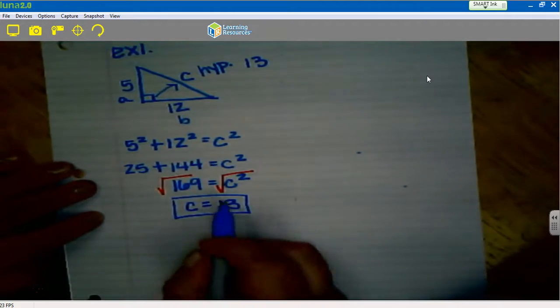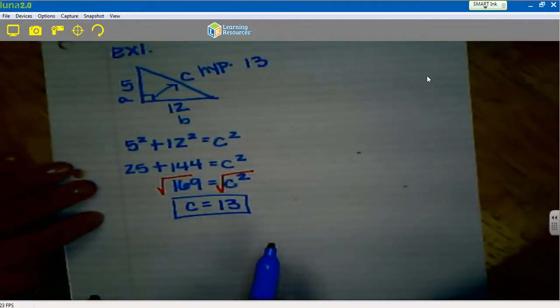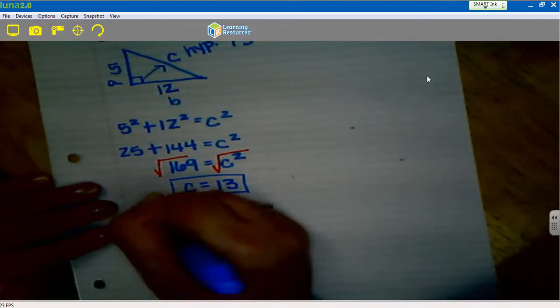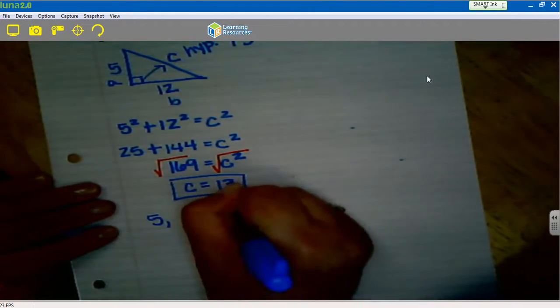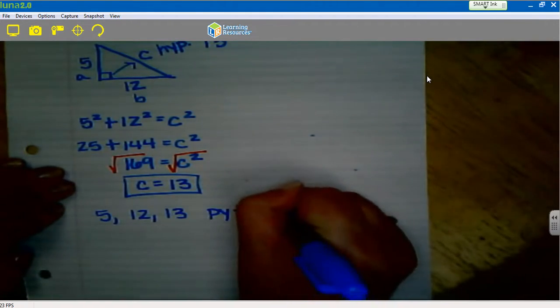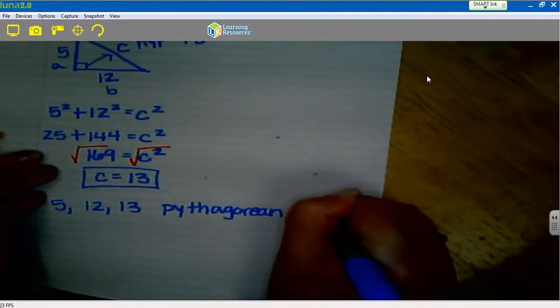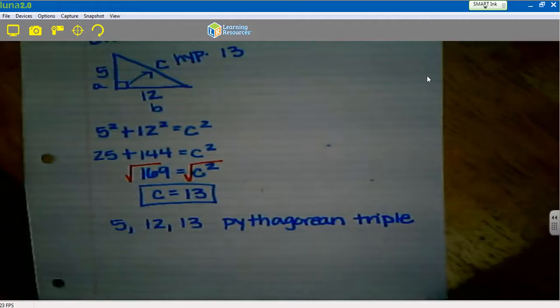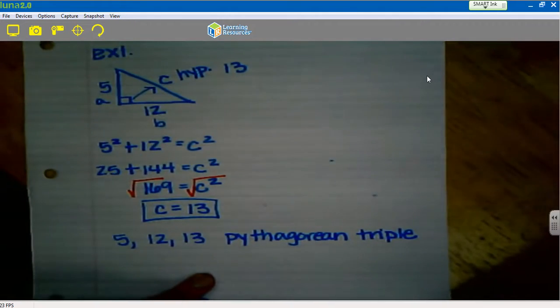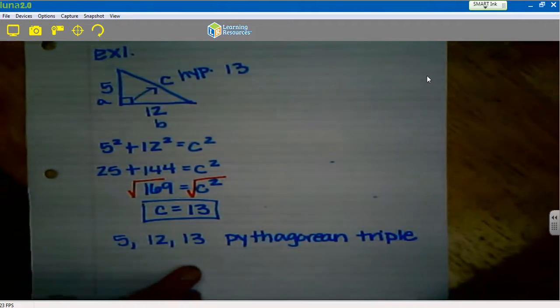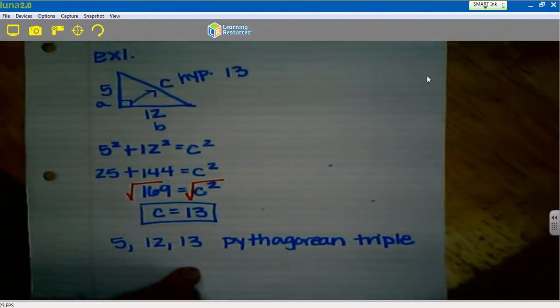Now, because all 3 sides of our triangle are those nice whole numbers, 5, 12, and 13, again, we can call that a Pythagorean triple. Okay, go ahead and pause the video. I'd like for you to try example 2 on your own. So pause the video.